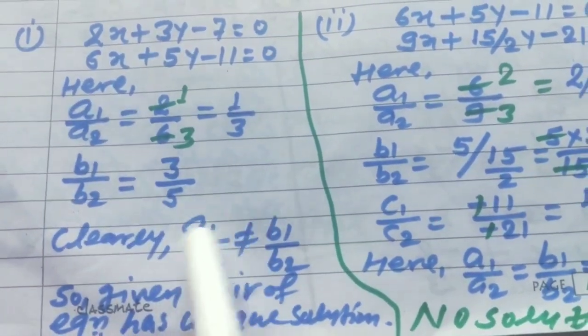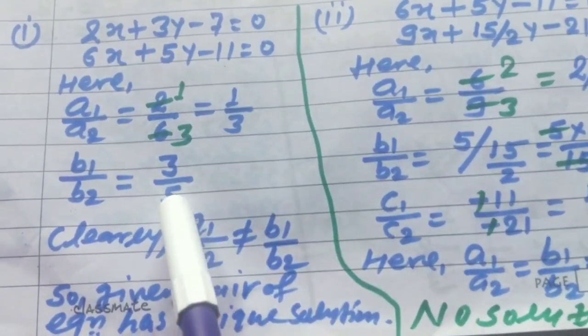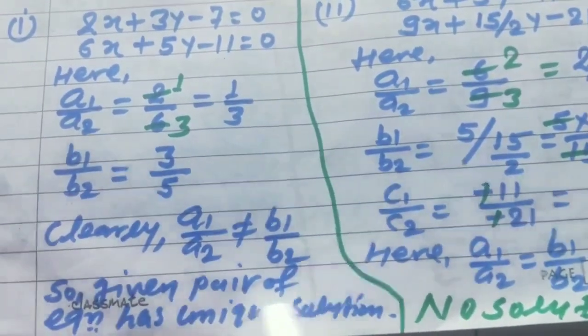Since a1 upon a2 is not equal to b1 by b2, you can see here 1 by 3 is not equal to 3 by 5, so write: the given pair of equations has a unique solution.